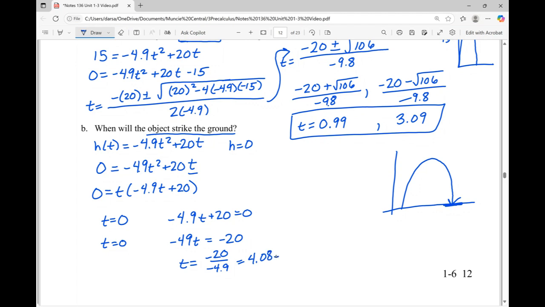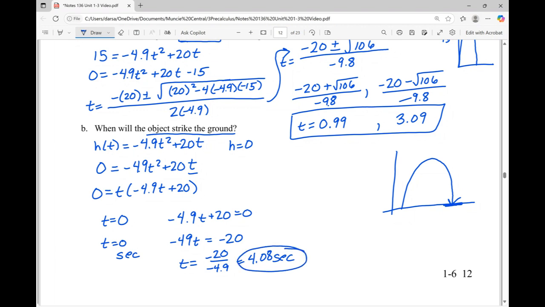So we have two possibilities here for answers. We can do 4.08 seconds or we can do 0 seconds. So when it asks, when will it strike the ground? Which one of these is the time when it hits the ground after it's been thrown? Well, that's the 4.08-second answer.